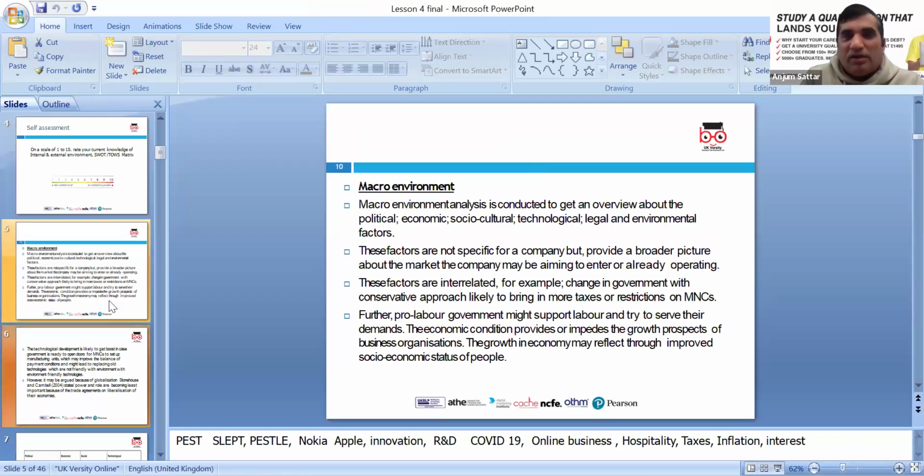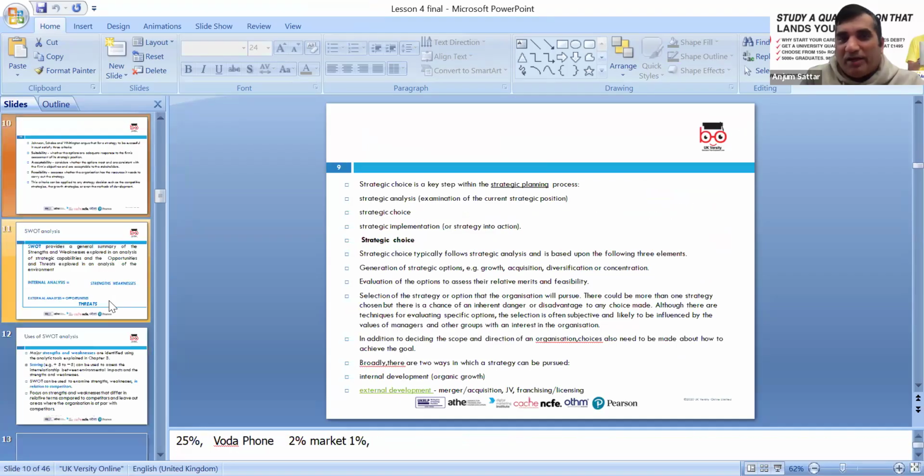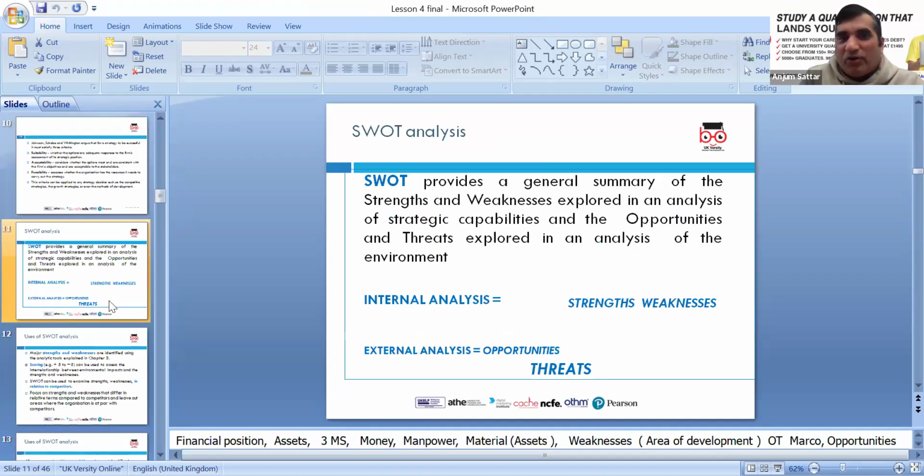So we explain micro and macro again. We look around at analysis and different models, like SWOT, which we'll use when we do the assignment. Whichever company or scenario you follow, we look at the strengths of the company, the areas of development, the opportunities in the business, and the threats by looking at the external environment.